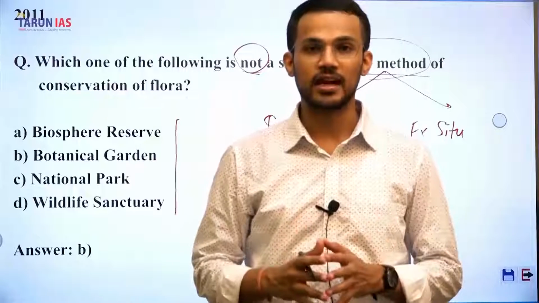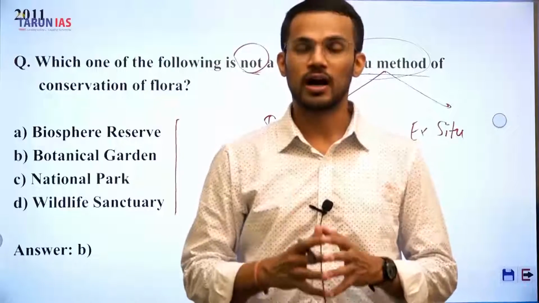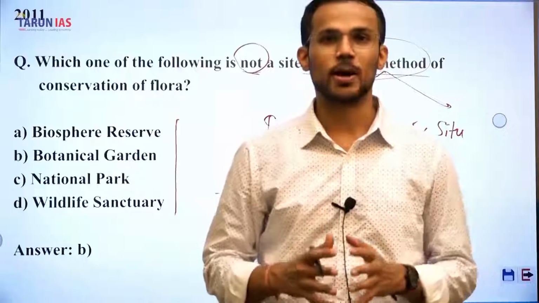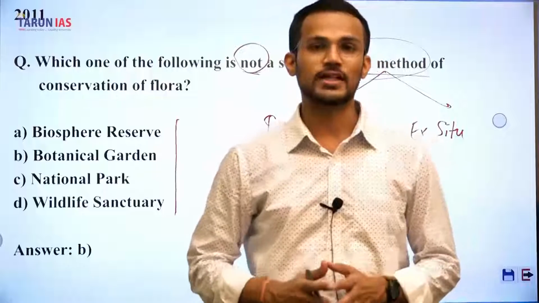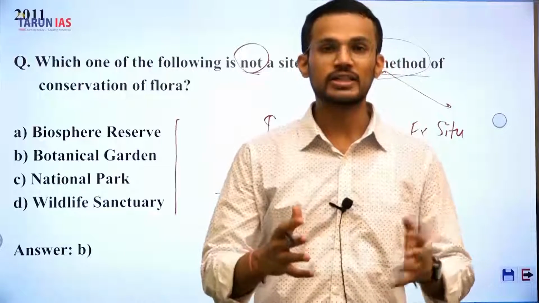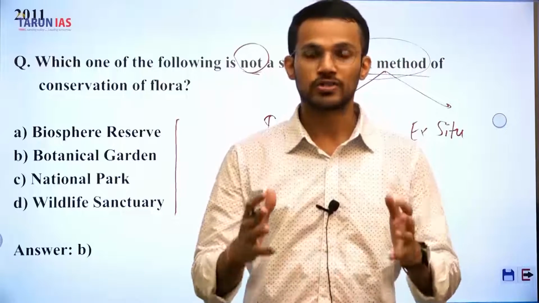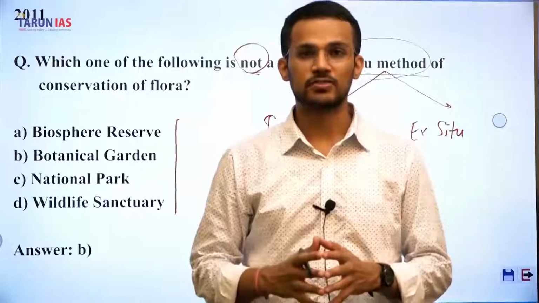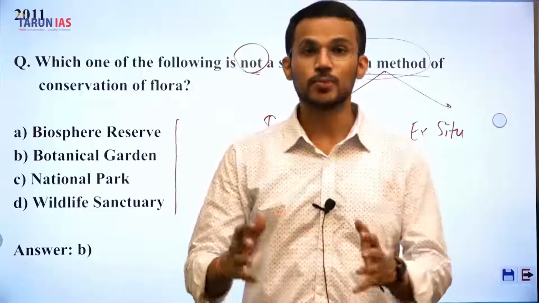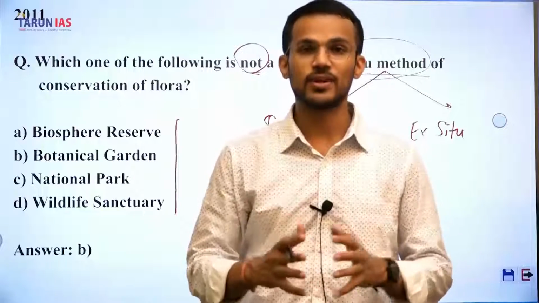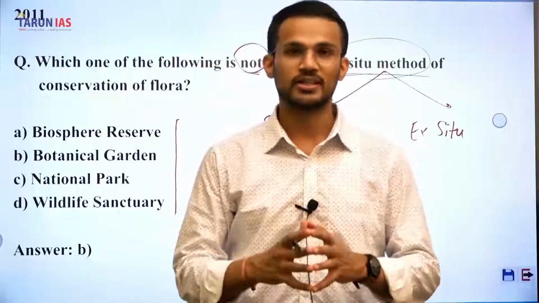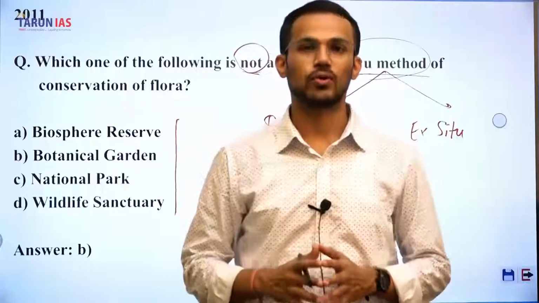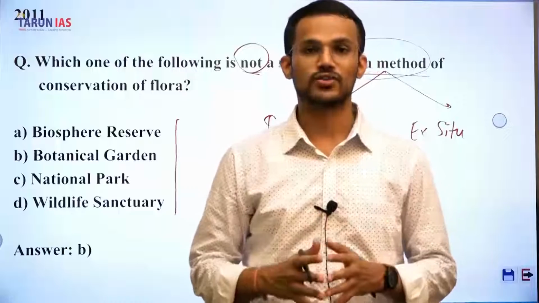And the protected areas, as you must be aware, are of many types. The popular ones are, first, national parks, second, wildlife sanctuary, third, community reserve, fourth, conservation reserve, and so on. Even Biosphere Reserve, Tiger Reserve, marine protected areas and elephant reserves are also protected areas. And they are in situ methods of conservation of flora as well as fauna.